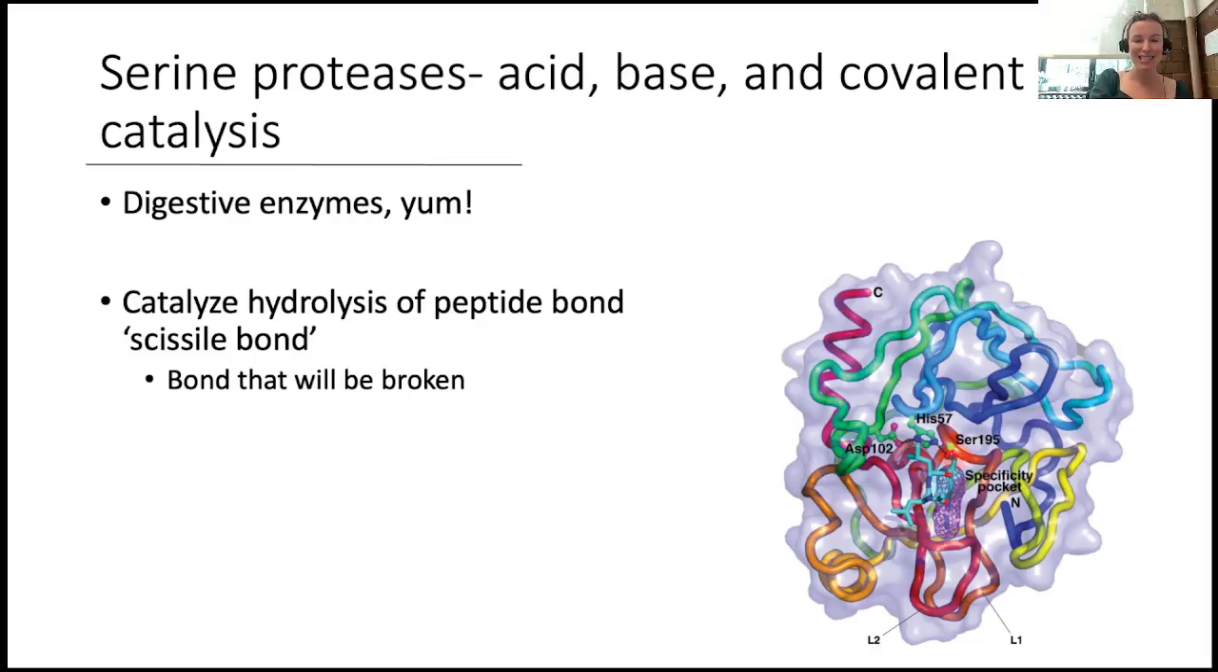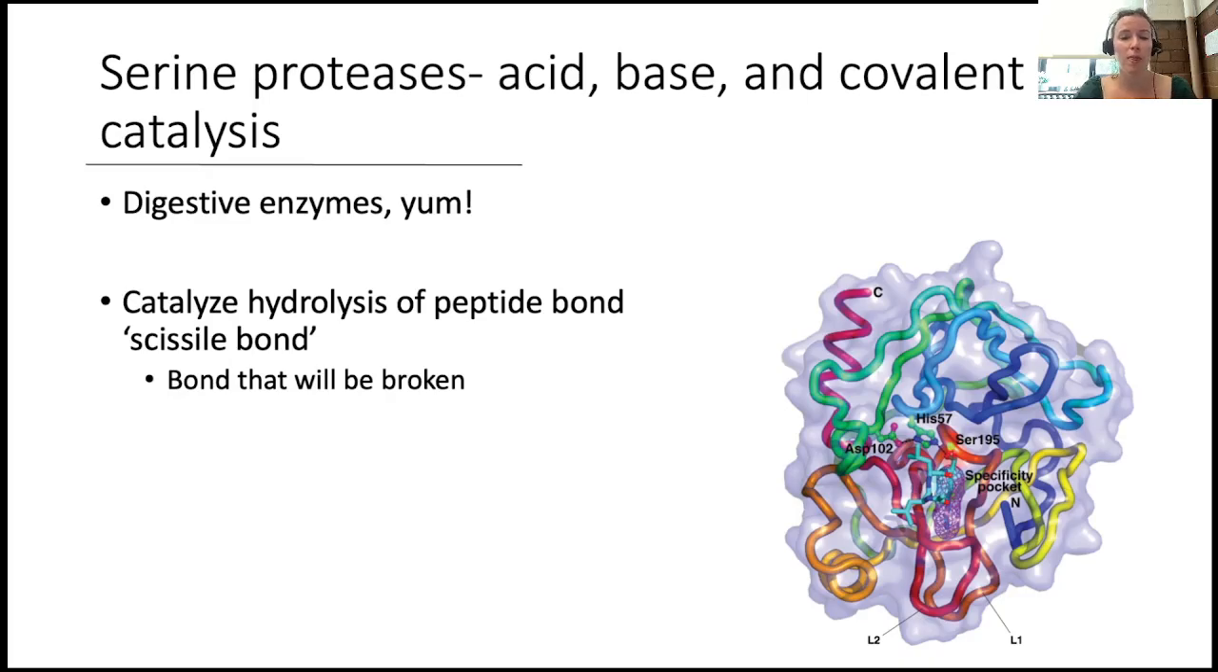Okay, our second mechanism for today is the mechanism for the enzyme class of serine proteases. What we're going to see is some acid catalysis, some base catalysis, and our first example of covalent catalysis. Today will be an introduction to covalent catalysis, more to come in our next class.